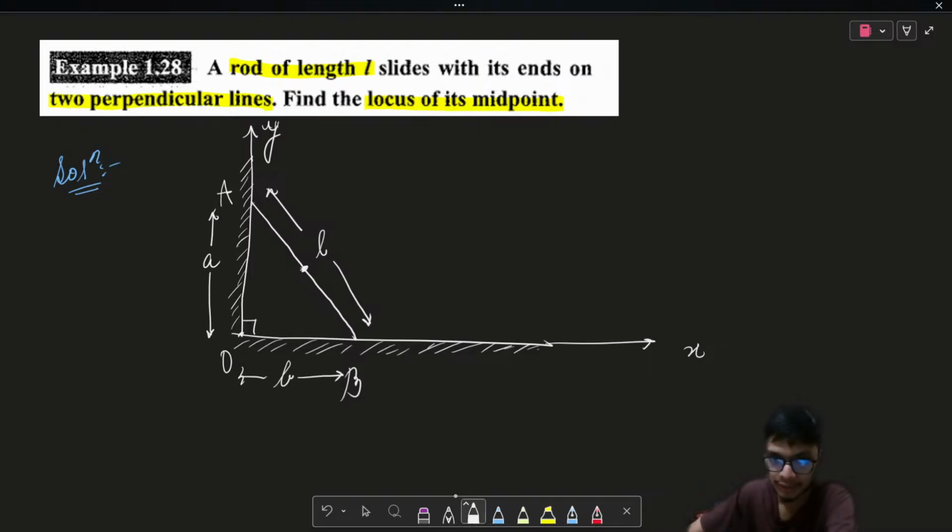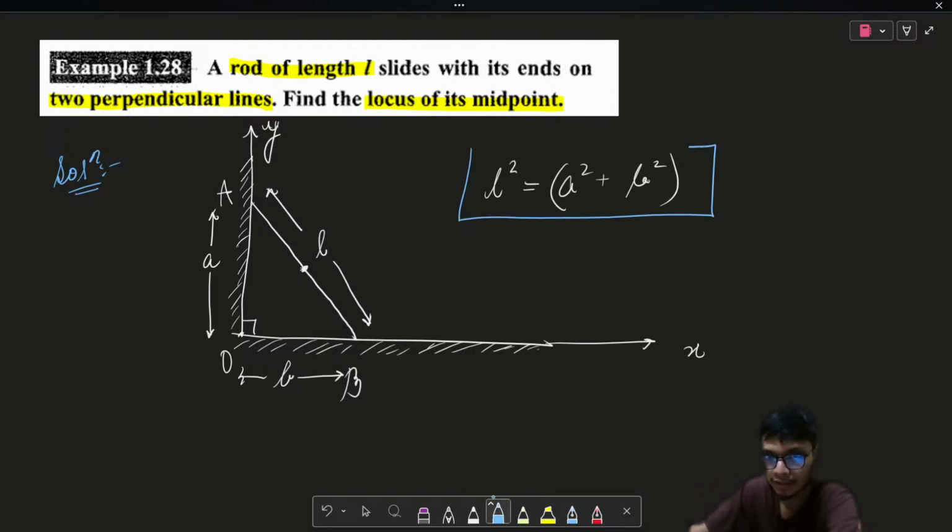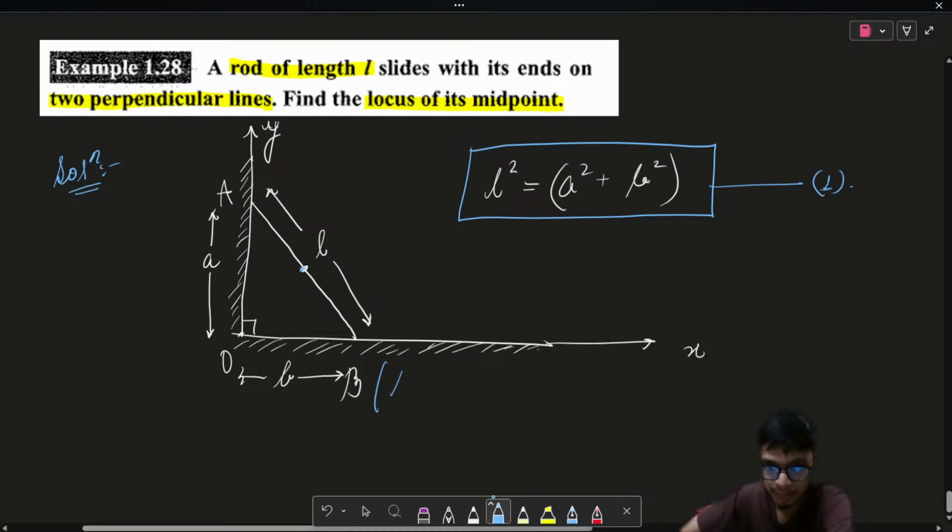As mentioned over here. Now, from this I can obtain that L square is equal to A square plus B square, right? This will be a right angle triangle, and I can easily obtain this relation, that is L square is equal to A square plus B square. And let me label this as equation number 1, right? Now if I try to write the coordinates, point B will be B comma 0, and the coordinate of point A is going to be 0 comma A.